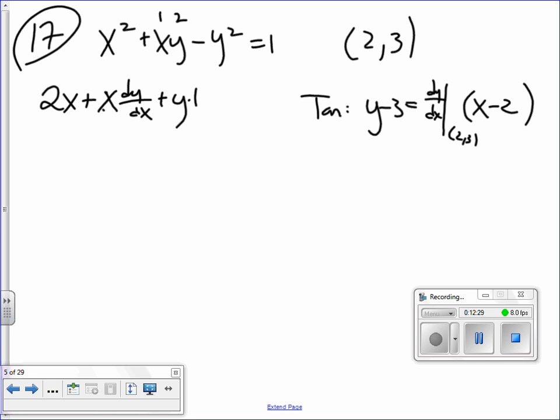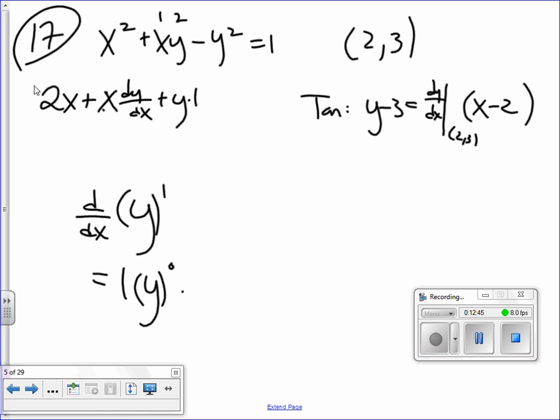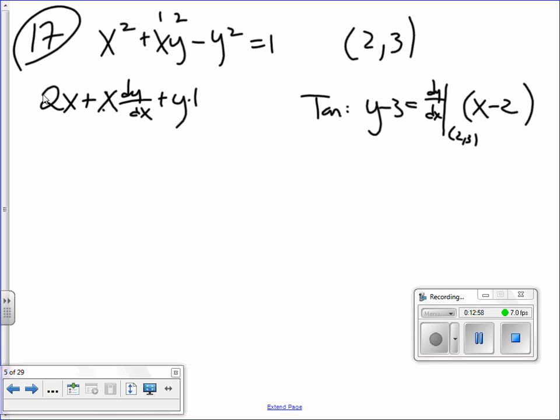Wait, when I take the derivative of y, why isn't it y dy/dx? Oh, okay. So if you're just taking the derivative of y to the first, it's 1 times y to the 0, right? Power rule, times dy/dx. What is anything to the 0? 1. Yeah. I think that's what you're asking. We made it look worse than it had to be.